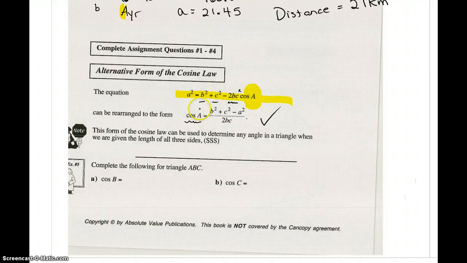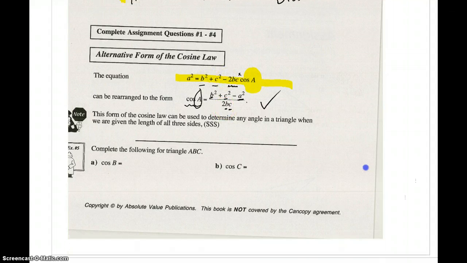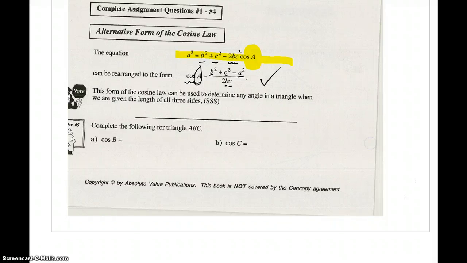Notice also, because I'm using cos A over here, the A is going to be the one that's subtracted. You'll see some patterns. The B and the C will be added together, and you'll also have a B and C on the bottom. The B and C always correspond to whatever is on the top. All right, so let's complete the following.